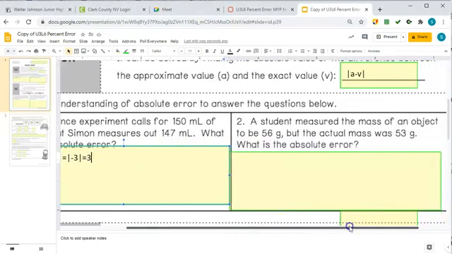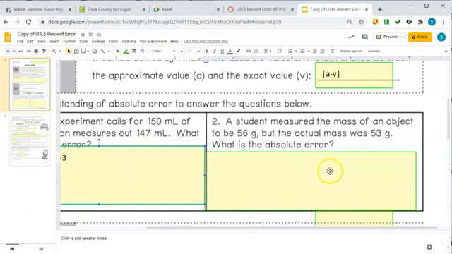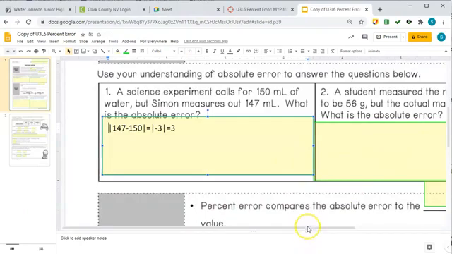Okay, let's look at example 2. A student measures the mass of an object to be 56 kilograms, but the actual mass was 53 kilograms. What is the absolute error? It's the absolute value of 53 minus 56. That again is the absolute value of negative 3, which equals 3.